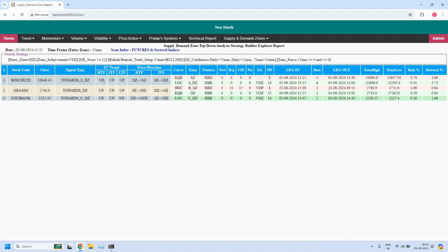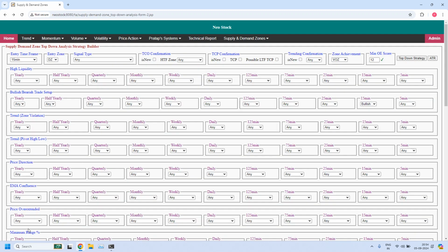And also all the 3 HTF zones are uptrend. That means the daily trend is uptrend. So if any of these stocks are having EMA, daily EMA confluence, it's a high probability trade setup because 15 minute zone and 75 minute zone both are part of the daily zone. They are inside daily. So if daily is having daily EMA confluence, it's a high probability trade setup.